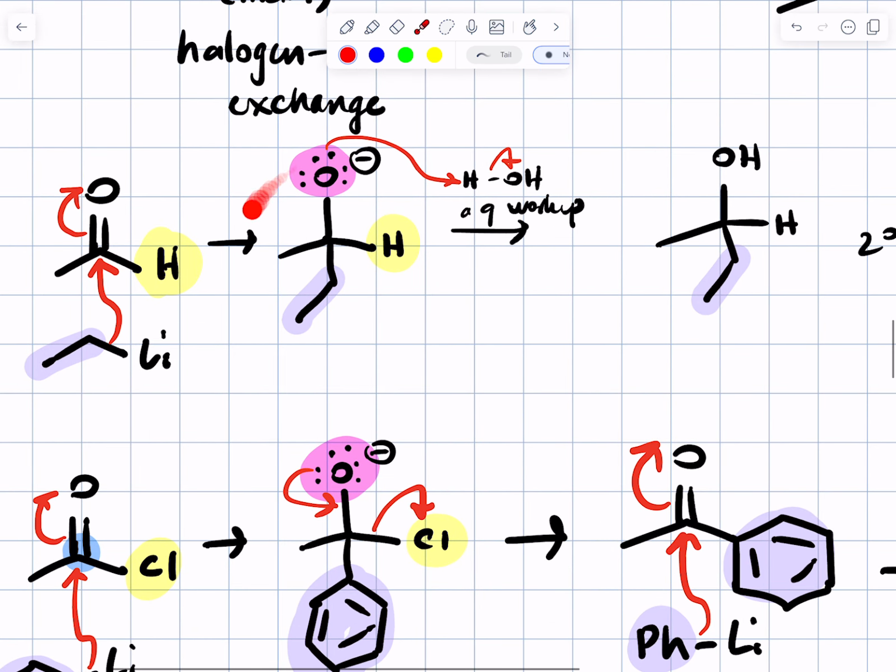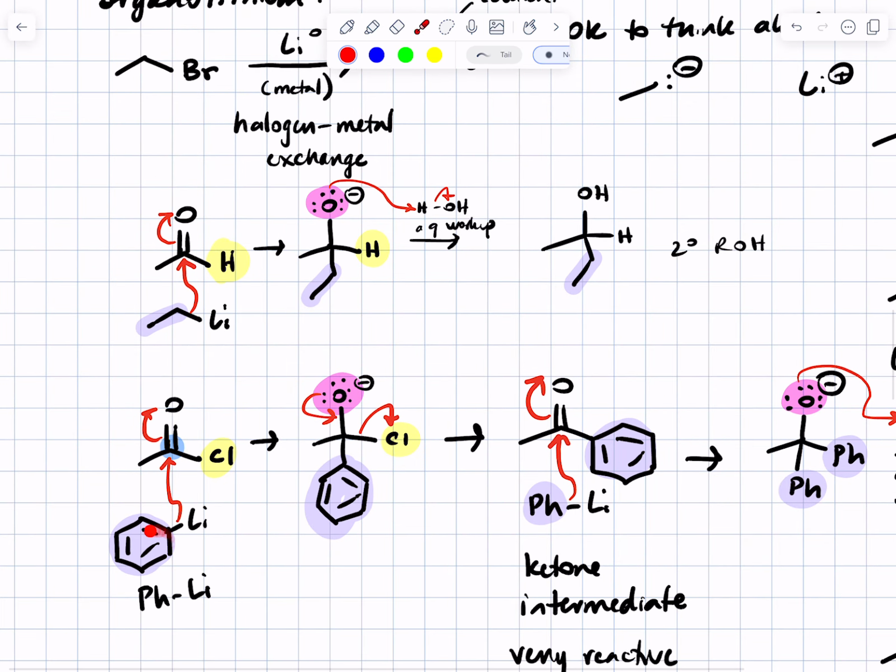Okay. The reason we stop here, so above the benzene ring here is the nucleophile. Same thing here with the ethyl group. The leaving group we're talking about is what was attached to the carbonyl carbon, a good leaving group.